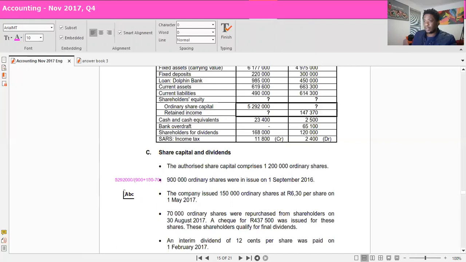And then if we put that all together, we'll get 5,292 divided by 980, and then that will give us an average share price of R5.40. So the average price per share is R5.40. So we'll use that when we calculate the amount for the repurchase of shares.